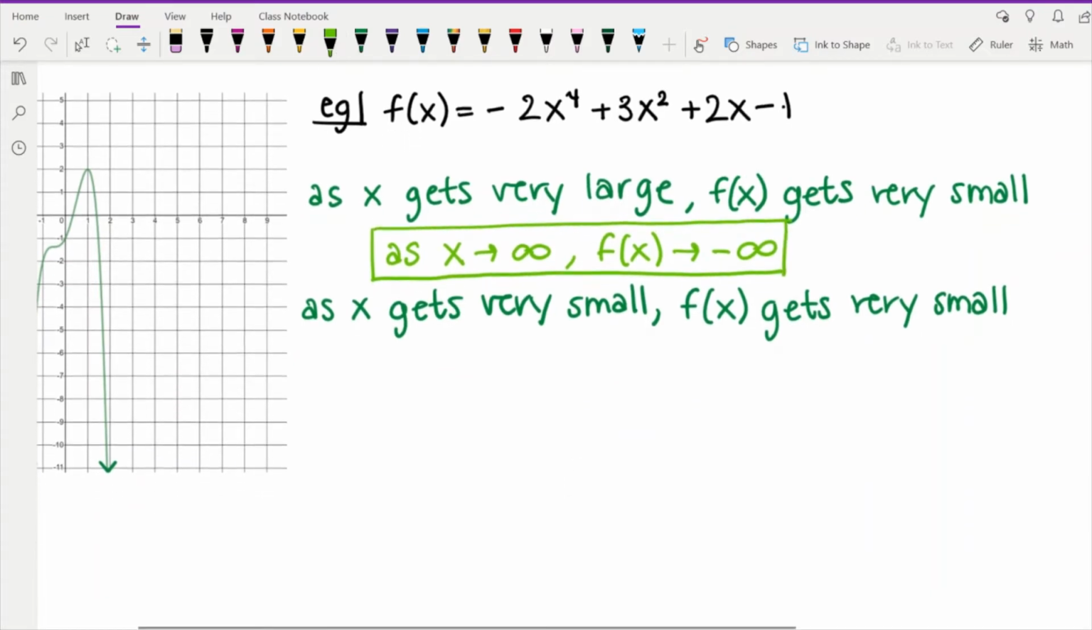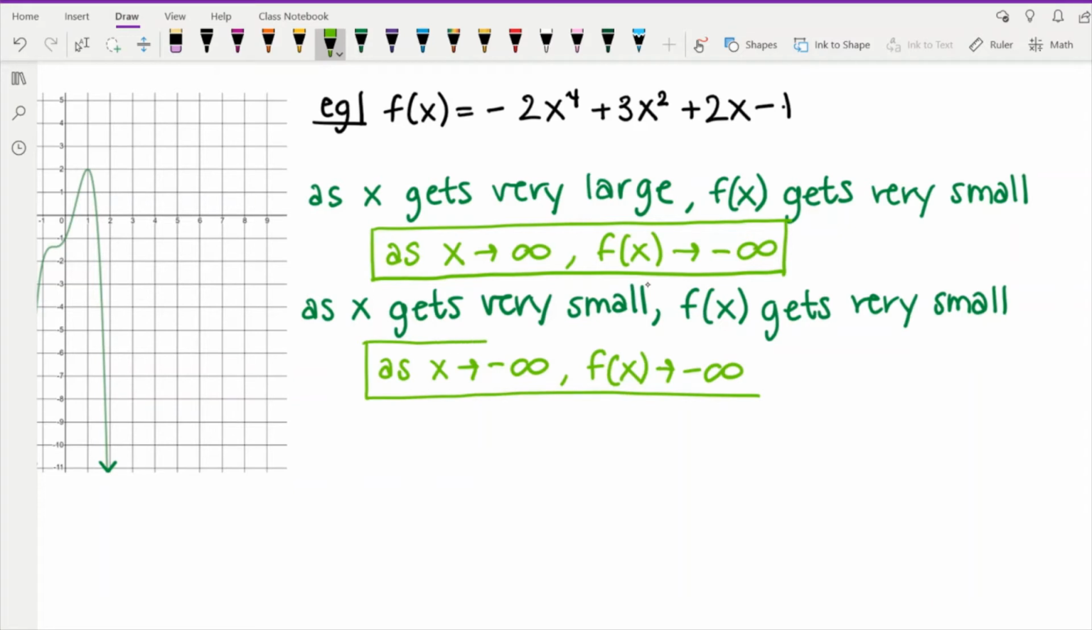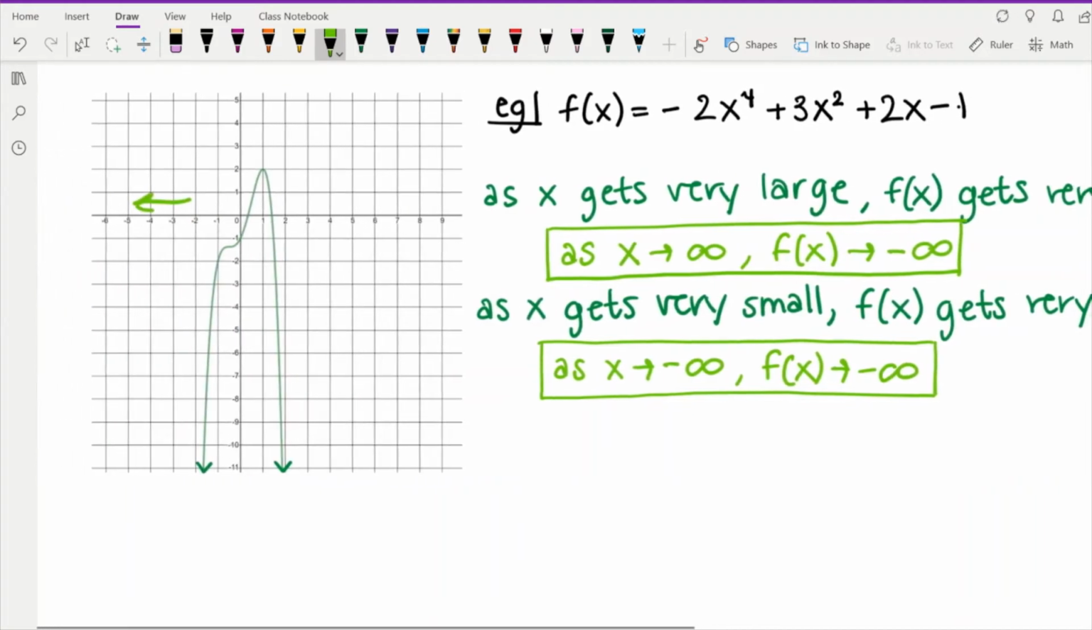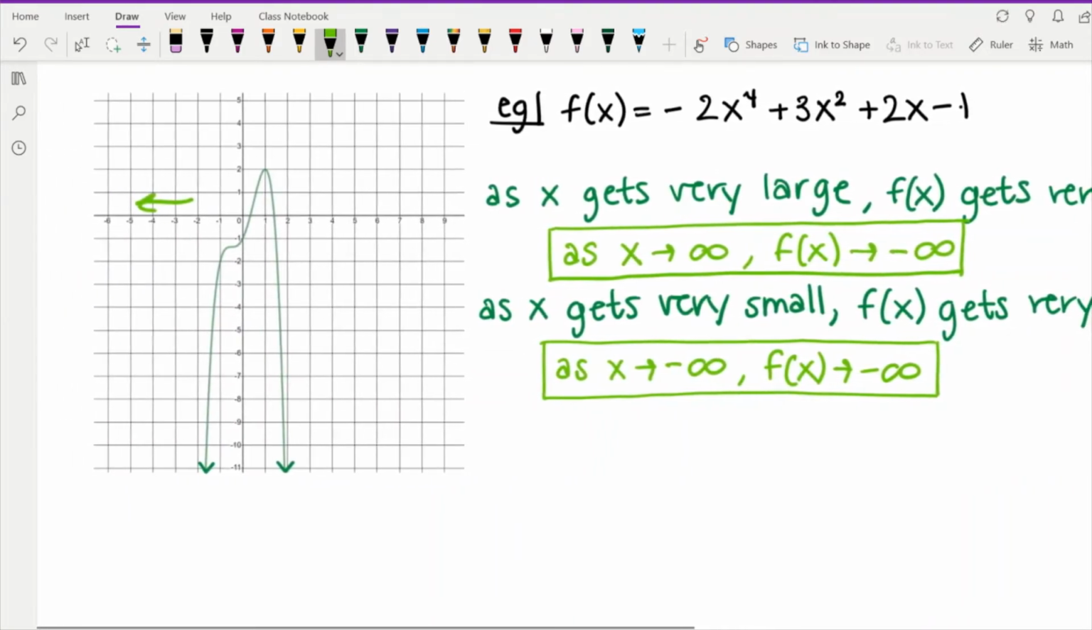So similarly here, what can we say? Well, as x gets very small, that would mean as x approaches negative infinity, right? As x trends towards negative infinity, we see that f of x is also trending towards negative infinity. If this was a quiz, test, or homework question asking you to describe the end behavior, your answer would be the stuff written in these boxes. So I just want to add that to our definition up here.